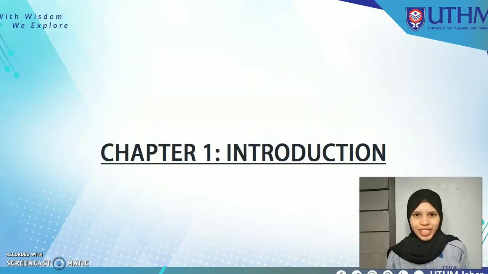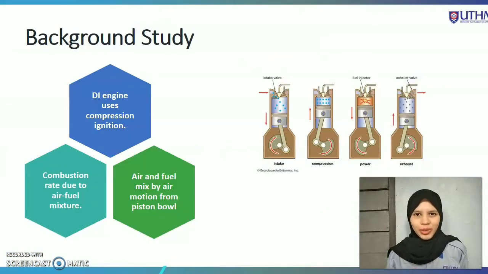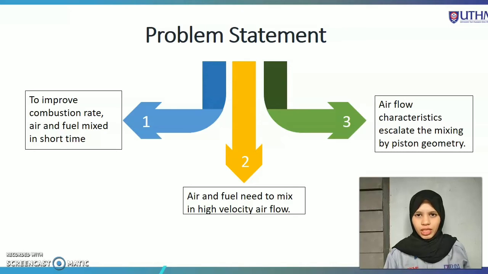In the beginning of the introduction, a background study is conducted towards the main topic. A 4-stroke diesel engine is the main focus because it uses compression ignition with a highly compressed air-fuel mixture. This mixture is mixed by airflow motion during the compression phase, with the help of the piston bowl. To improve diesel engine combustion, air and fuel need to be mixed in a short time to speed up combustion. So, high velocity airflow and better air characteristics are needed to speed up the mixing process.